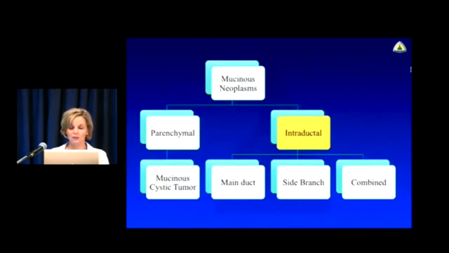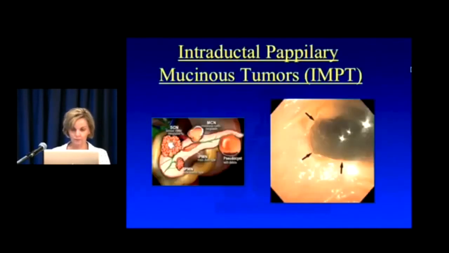Okay, so we discussed the parenchymal mucinous neoplasms, which is basically mucinous cystic neoplasms. Now we need to discuss the intraductal. Okay, so we have the main duct, the side branch, and then the combined. So this is what they look like, especially the main duct one, when they do endoscopy. You see the mucin in the ducts, in the dilated ducts.